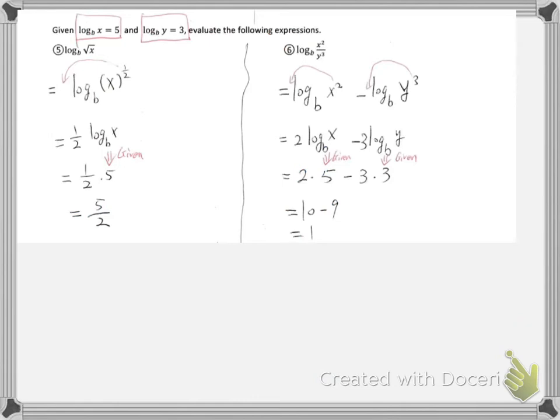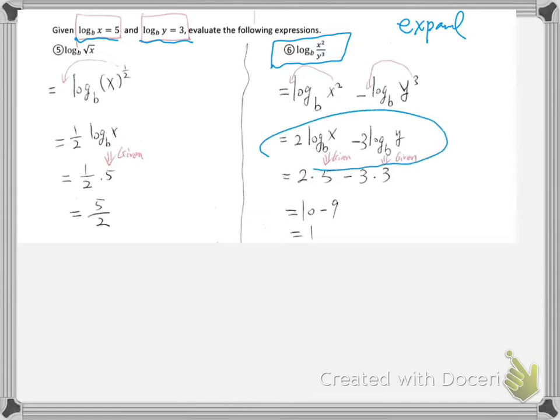Okay, so this question is similar to the other two questions. First, we have to rewrite the given log expressions in terms of log base b of x and log base b of y. Okay, so that's called expand. First, we have to expand. After you get the expansion, you can plug in, right? So you can plug in log base b of x is 5, so this is 2 times 5. Log base b of y is 3, so this is 3 times 3.